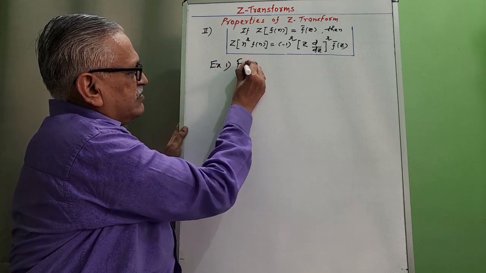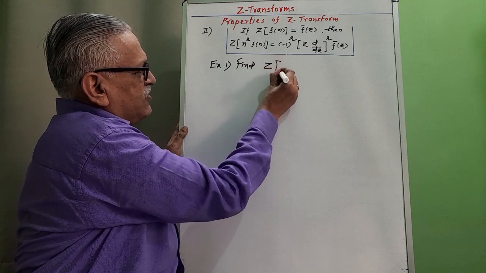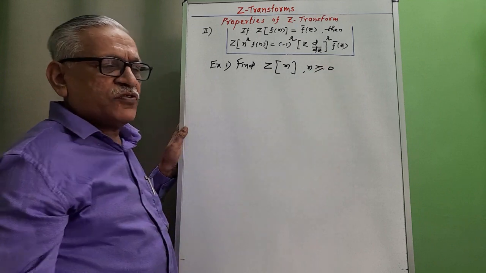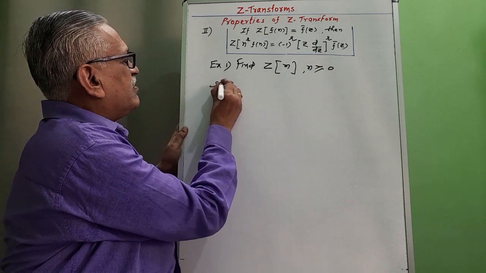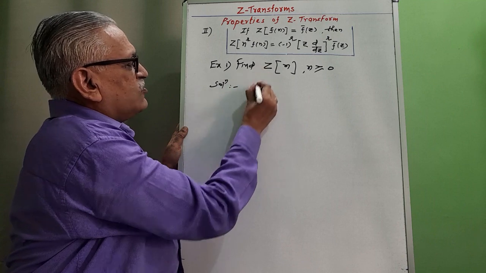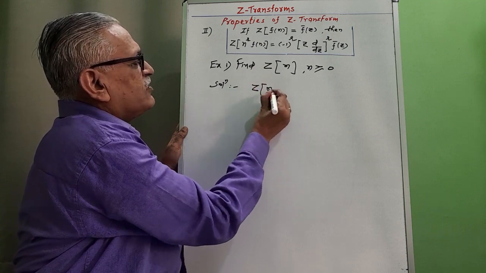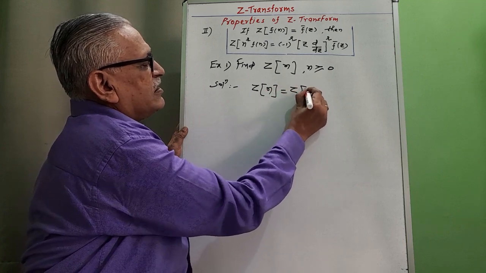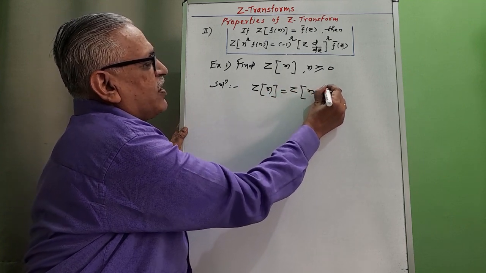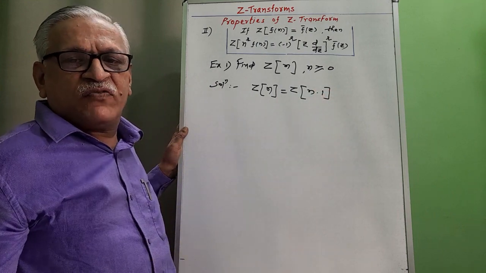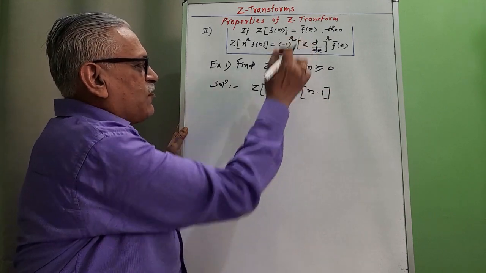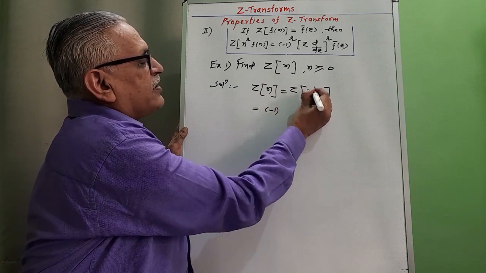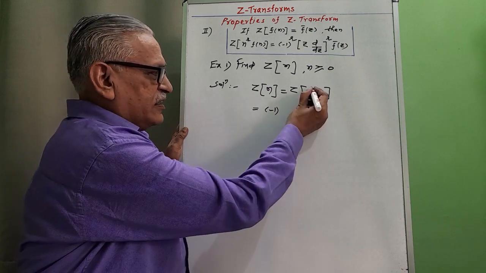Find z transform of n with the condition n greater than or equal to 0. To obtain that z transform of n, we write that as n multiplied by 1. That function f of n we consider as 1. And then as per this property, it is equal to minus 1 raised to r. R is here the power of n. Here that power is 1.